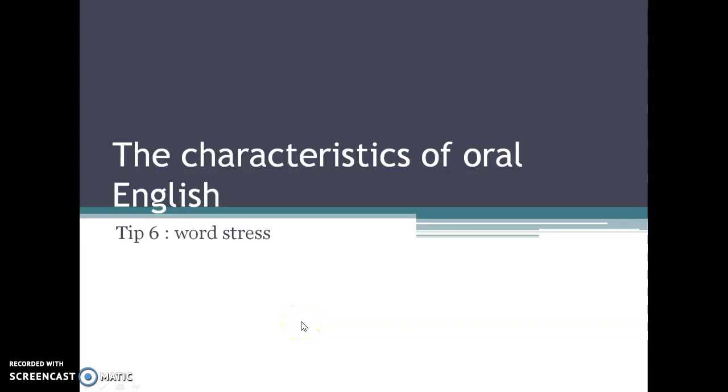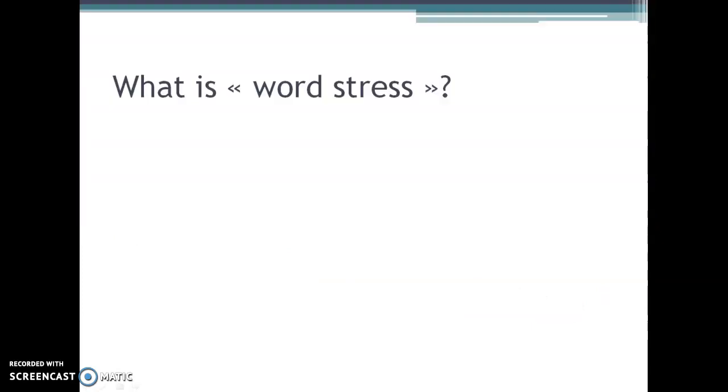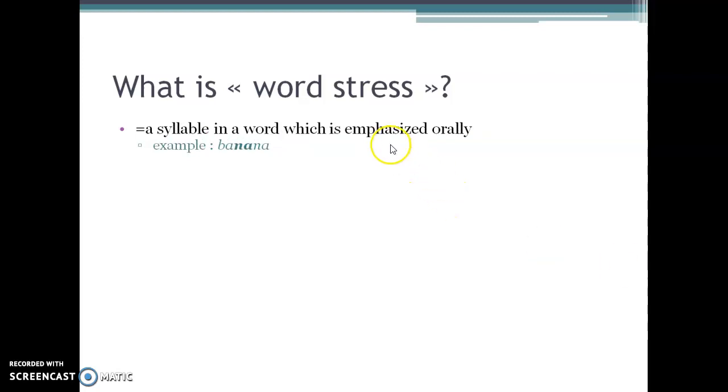We've already studied sentence stress together, but this time we're going to talk about the word itself and see how it goes. So first, what is word stress? It's a syllable in a word which is emphasized orally.